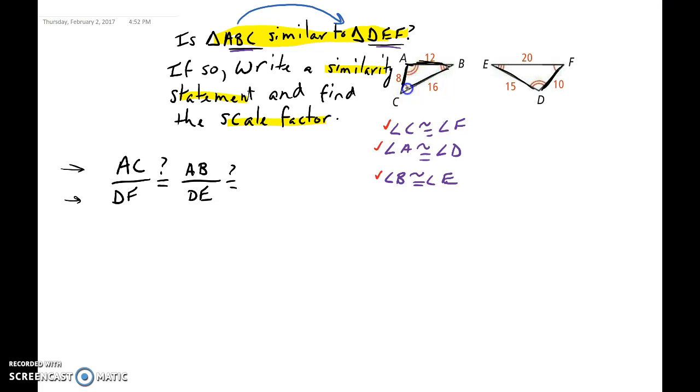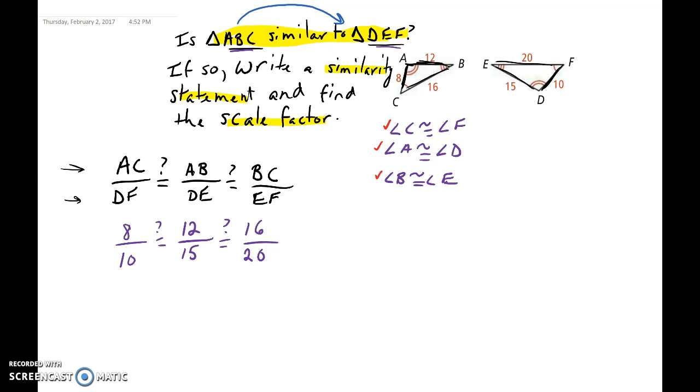And then our last one is BC and EF. So BC over EF. Now we'll substitute the numbers. So AC is equal to 8. DF is equal to 10. AB is equal to 12. DE is equal to 15. And BC is equal to 16. And EF is equal to 20.